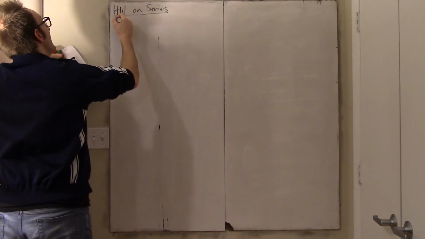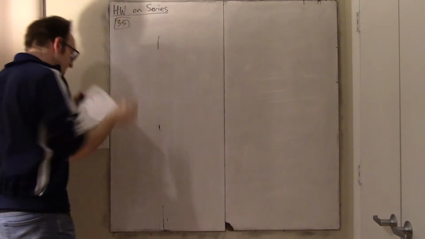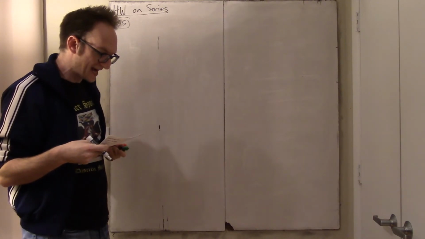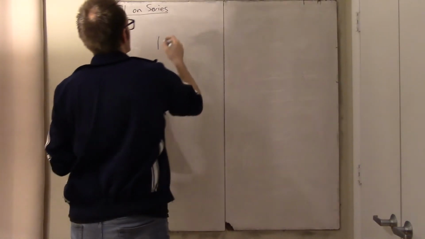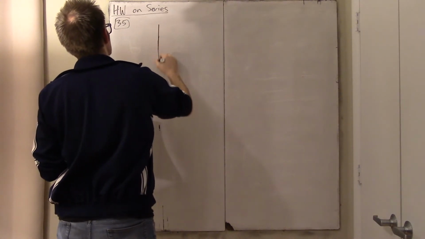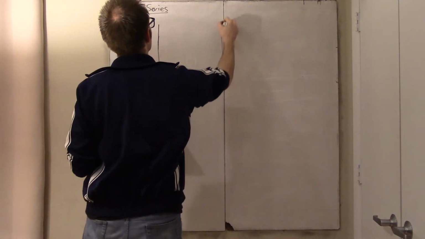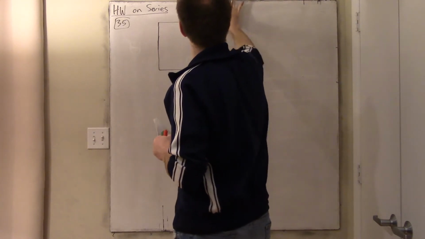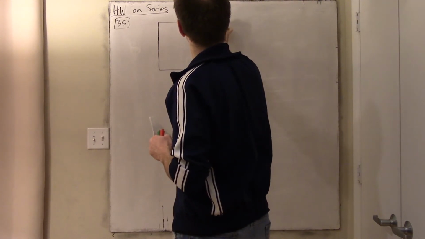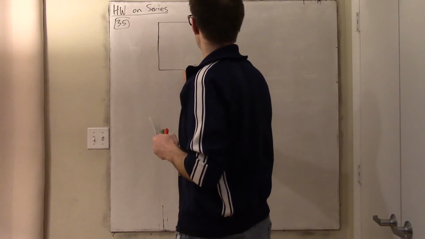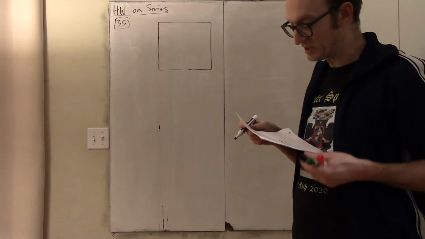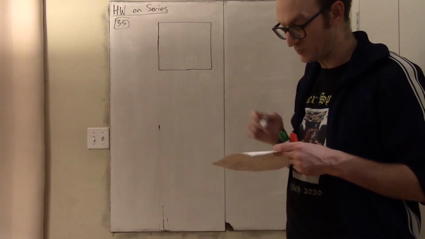So, 35 says, hey, each side of a square has length 12. Okay, let me draw a big square here of length 12. Doesn't look much like a square. Okay, great. Side length 12. Okay, good. The midpoint of the sides of the square are joined to form another square.